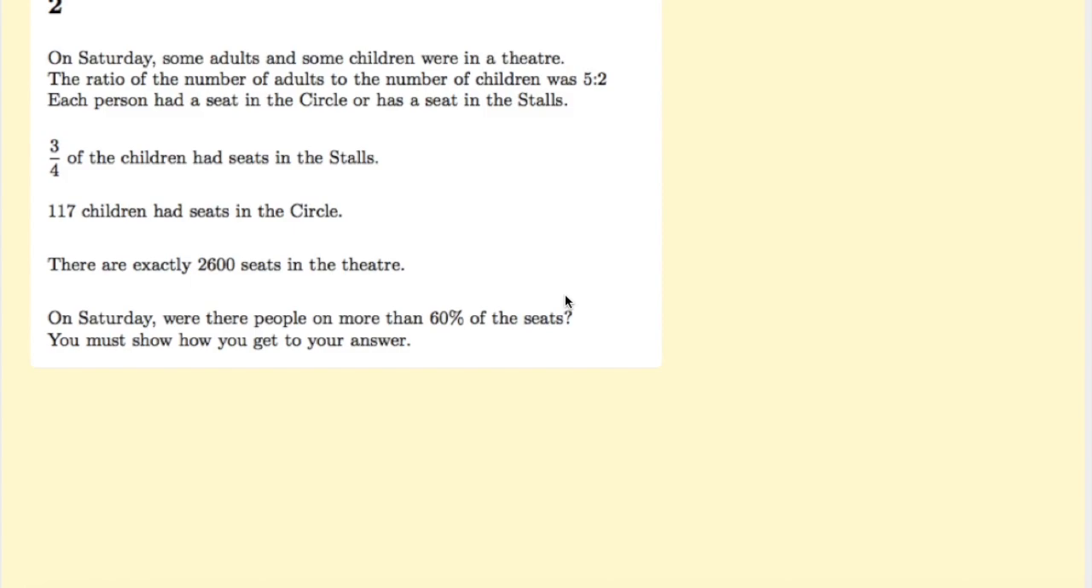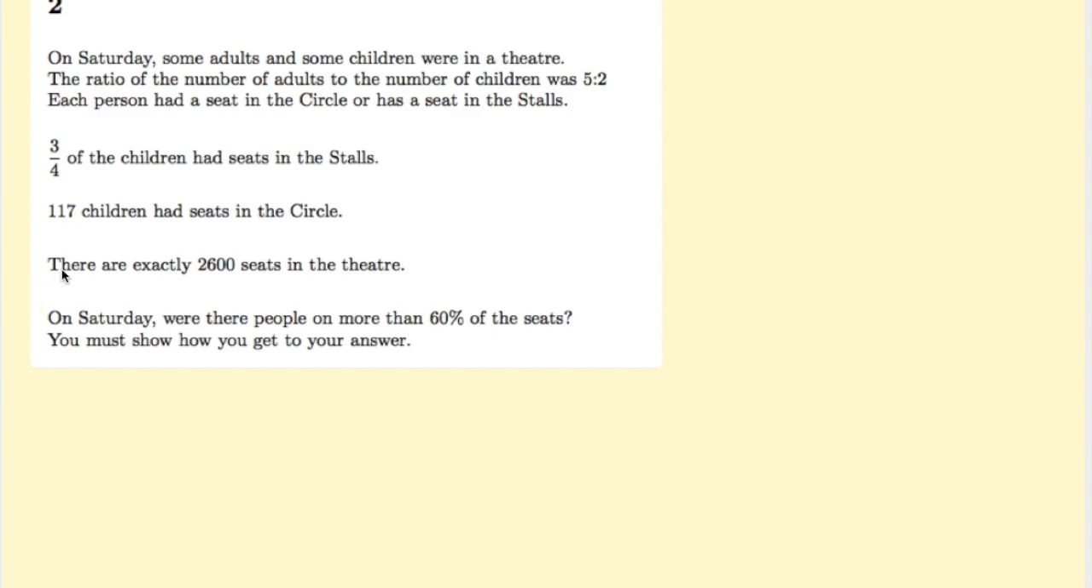Starting with question 2. This question says, on Saturday, some adults and some children were in a theatre. The ratio of number of adults to the number of children was 5:2. Each person had a seat in the circle or had a seat in the stalls. 3/4 of the children had seats in the stalls. 117 children had seats in the circle. There are exactly 2,600 seats in the theatre. On Saturday, were the people more than 60% of the seats? You must show your working.